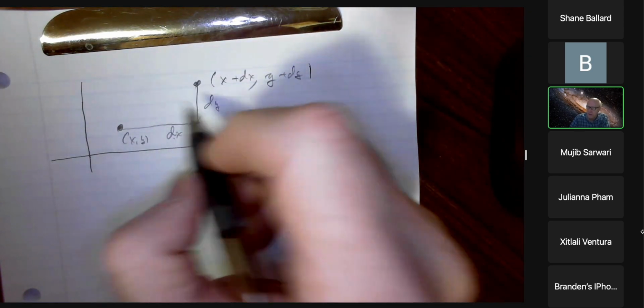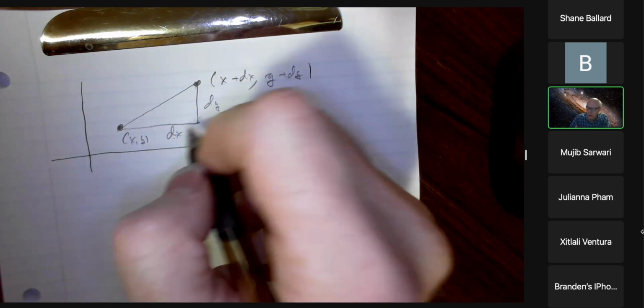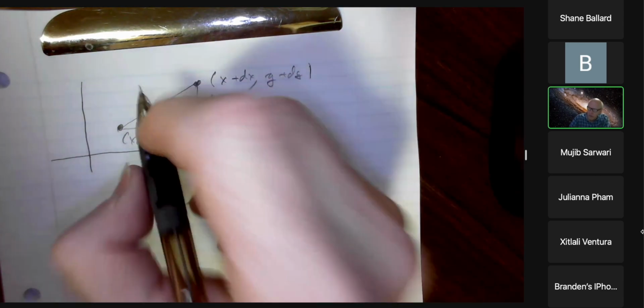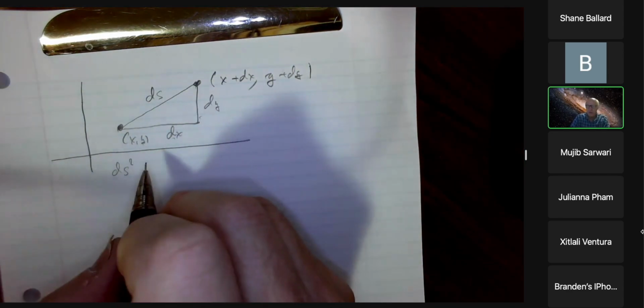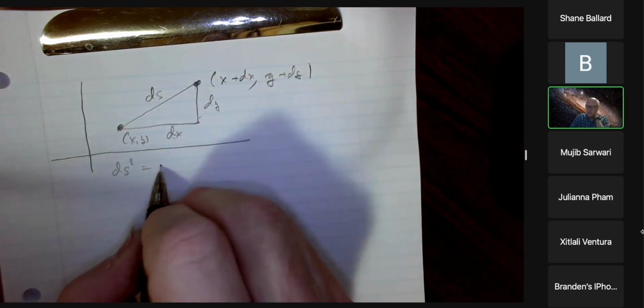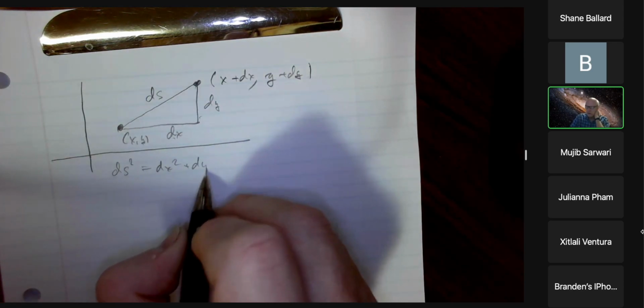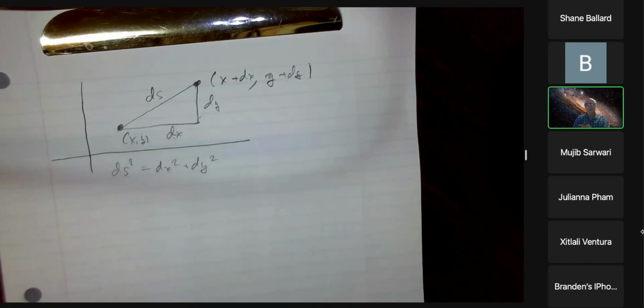And so therefore, if we draw this little triangle, the sides of these things are dx, dy. So therefore, this is just going to be the square root of dx squared plus dy squared. And this is usually referred to as ds. And because it does satisfy the Pythagorean theorem, we can write ds squared, this is for spatial distance, is equal to dx squared plus dy squared. Everybody okay with that? All right.